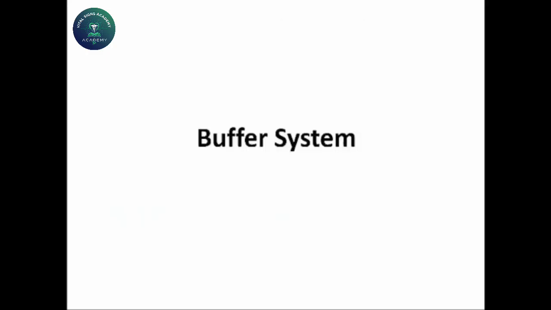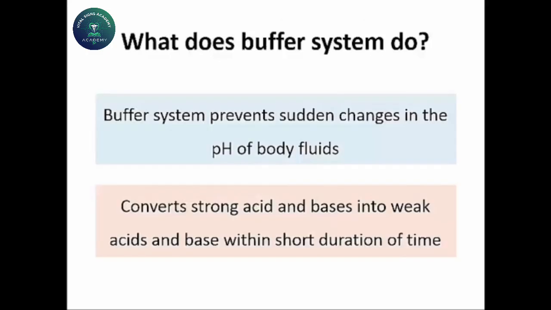Let us begin with the buffer systems in the body. So what does a buffer system do? Buffer systems prevent sudden change in the pH of body fluids by converting strong acids and bases into weak acids and bases within a short duration of time.